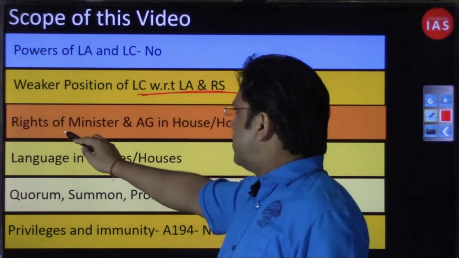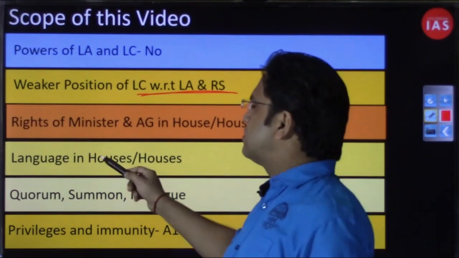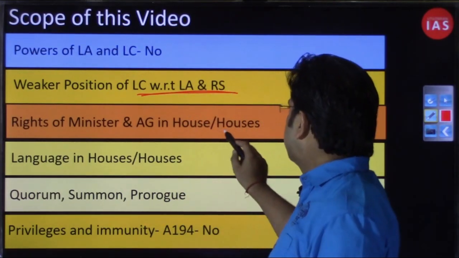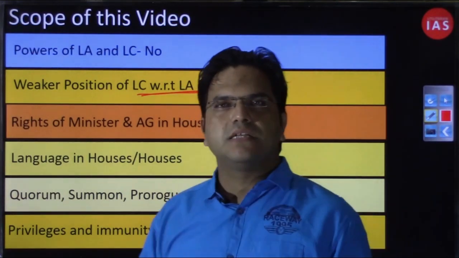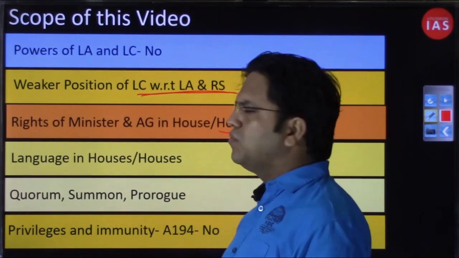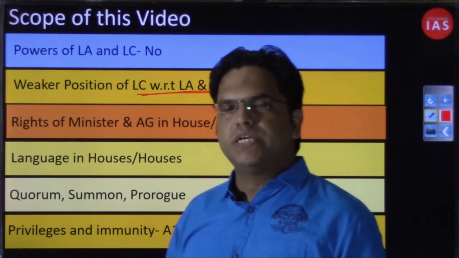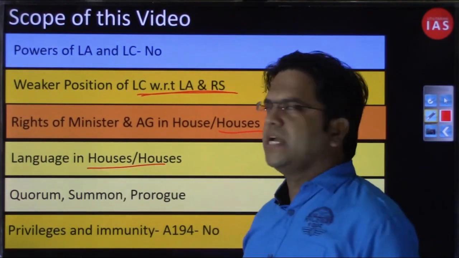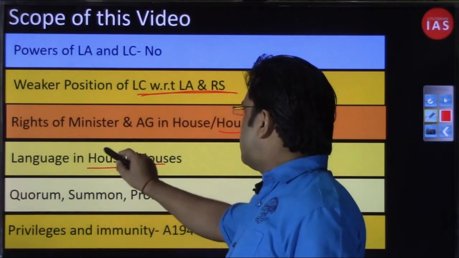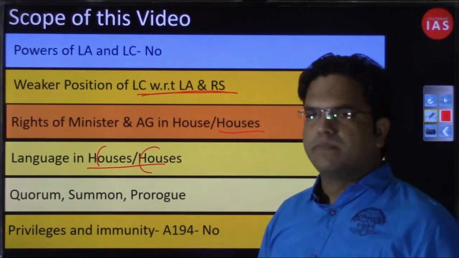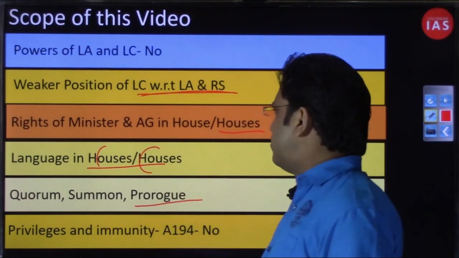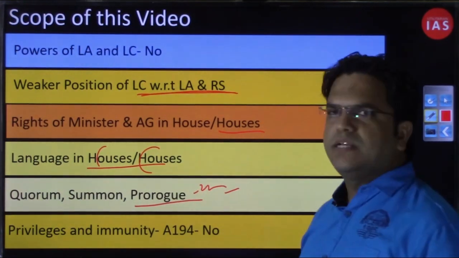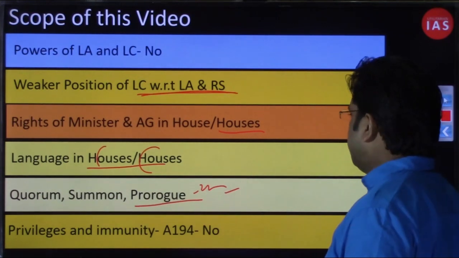Now, in the next vertical of this video, we'll discuss the rights of ministers and the advocate general in the house or houses. When I refer to houses, I mean state legislatures which are bicameral. I hope you understand the difference between a unicameral legislature and a bicameral legislature. Then we'll discuss the languages that are permissible in the house and houses. Then quorum, summon, prorogue: although we already know these, we'll discuss them as well. It will hardly take two minutes here and there. Privileges and immunity, as we have already described, we will not discuss.